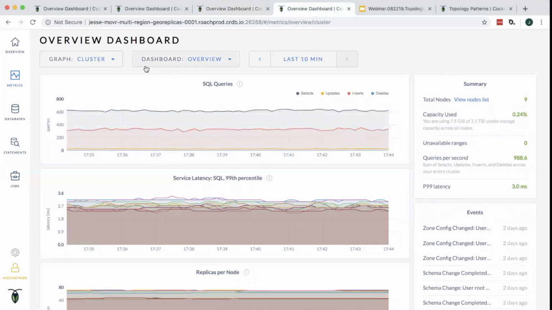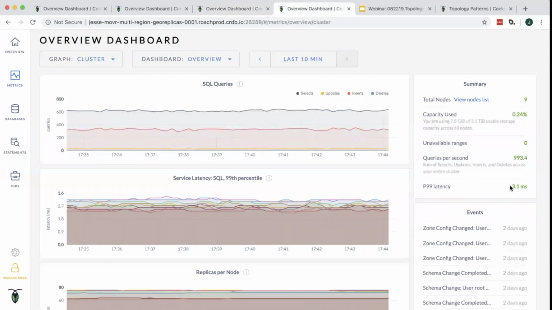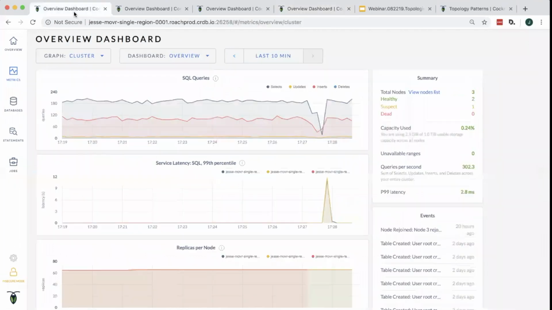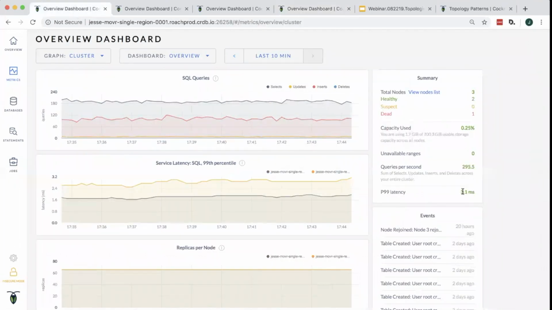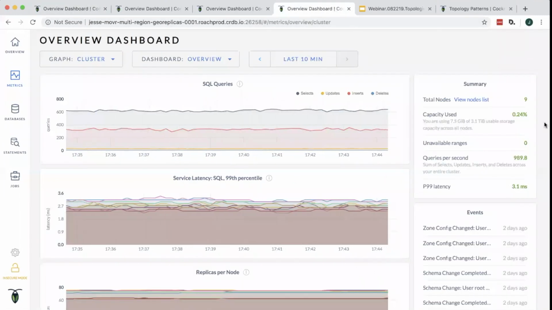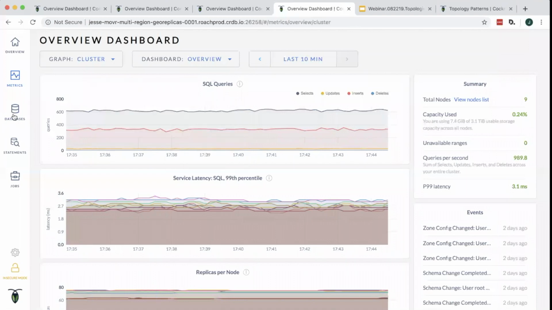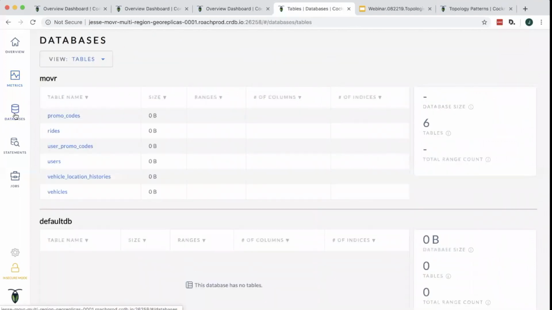But the key thing to look at is that the P99 latency is 3.1 milliseconds. That means 99% of all queries are executing in 3 milliseconds. This is essentially the same as running in a single region. So we're looking at the single region cluster with just 3 nodes in a single region. Now we're looking at a 9-node cluster running across 3 regions, but you're still getting 3.1 milliseconds, which is just incredibly fast. And I want to again look at the databases page to show you what's happening here.